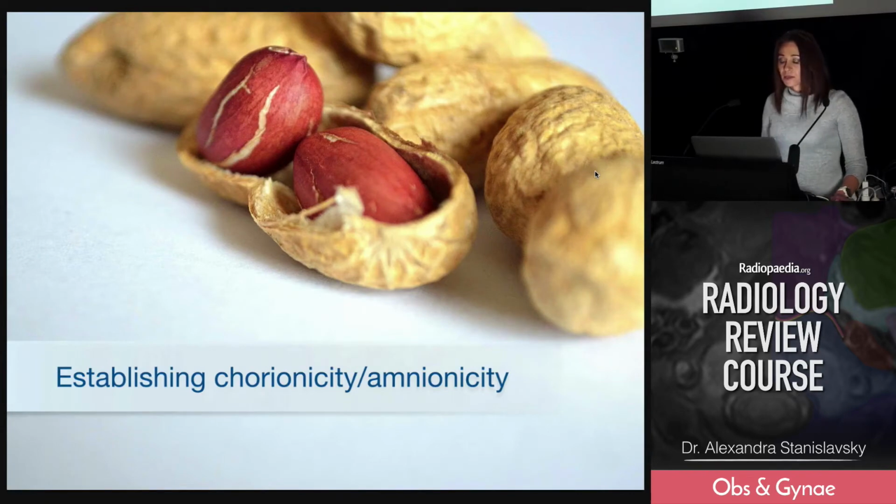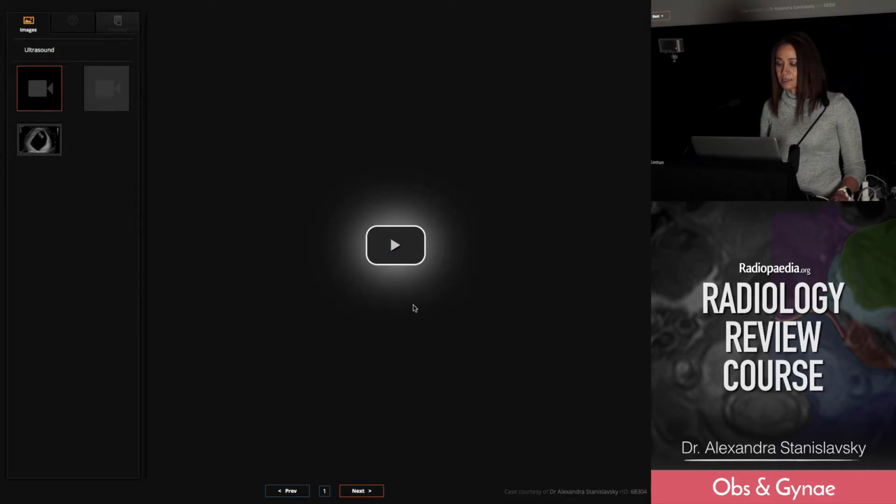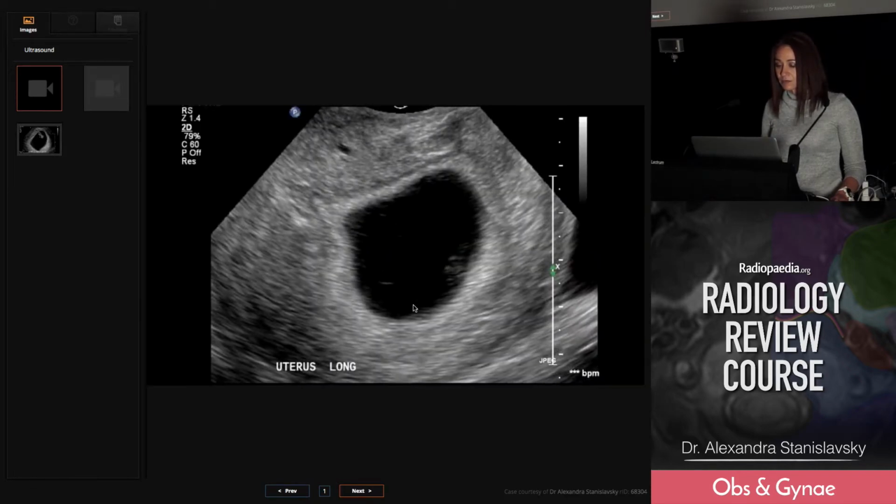So establishing chorionicity and amnionicity in a multiple pregnancy is not just semantics, okay? This is your first point of risk stratification. This is what determines what conditions we actually look for in this pregnancy, and it determines the schedule of follow-up scans, particularly in the late second and third trimester. Now that said, it's not difficult all the time. A lot of the time it's quite straightforward.